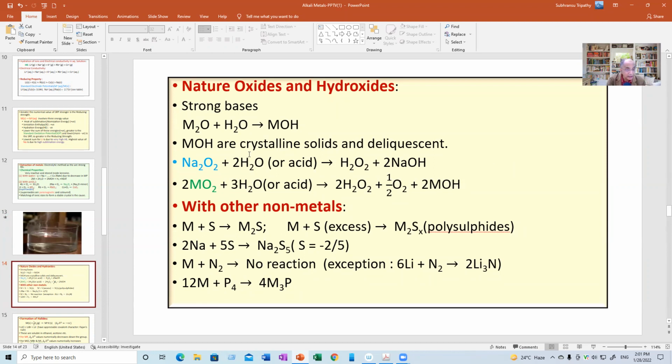Peroxide, when dissolved in water or some dilute acid, produces hydrogen peroxide. This is the -1 oxidation number, -1. I can annotate.